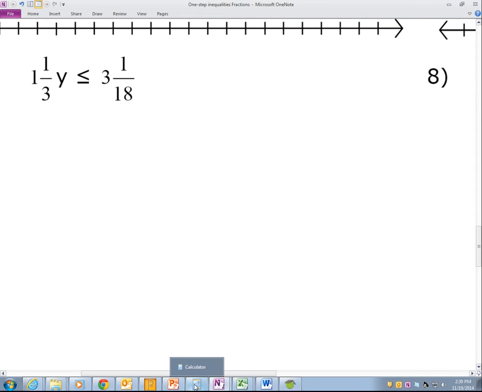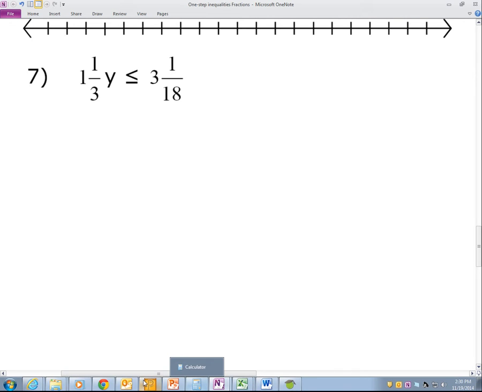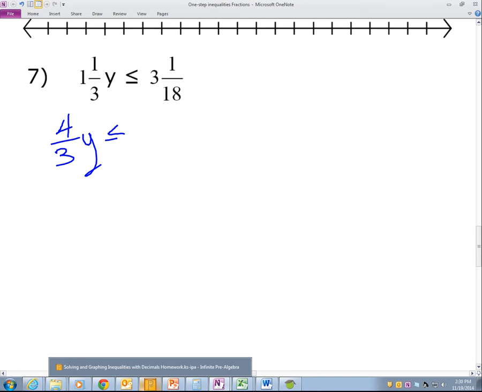I'm going to set up one of these. The thing is, people are not multiplying by the reciprocal. So for this number 7, first thing I'm going to do, of course, is to create an improper fraction. 4/3 y is less than or equal to 55/18. Vamos, con esto aquí, por favor.